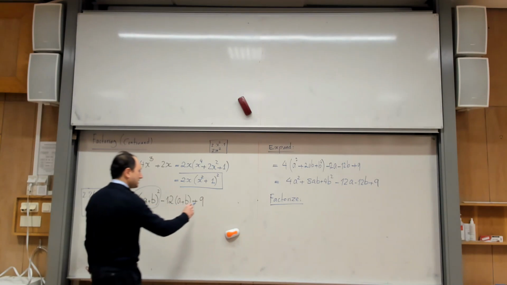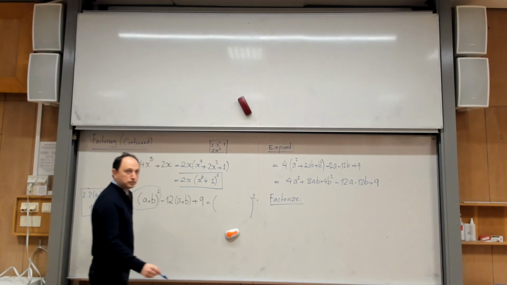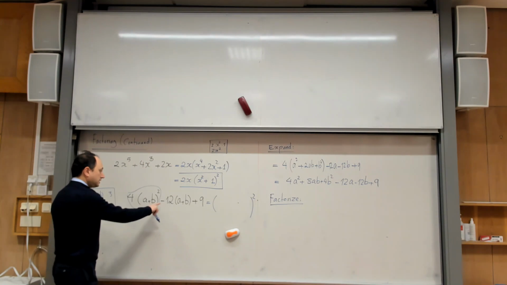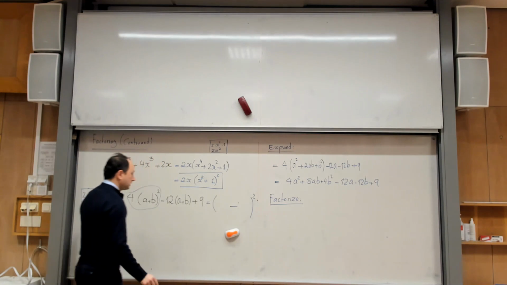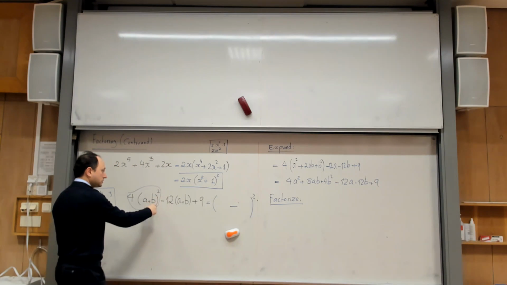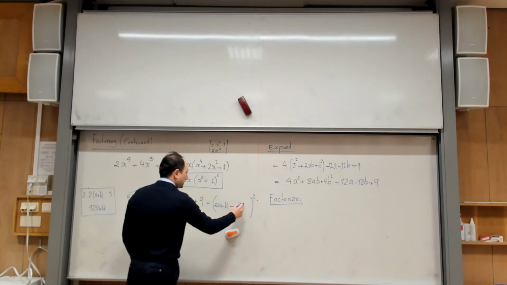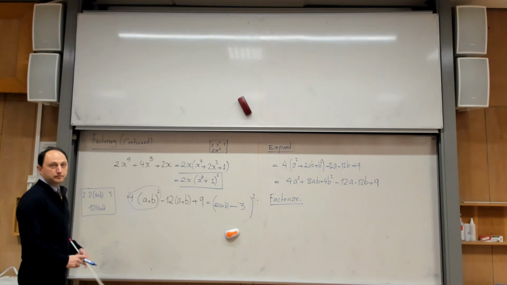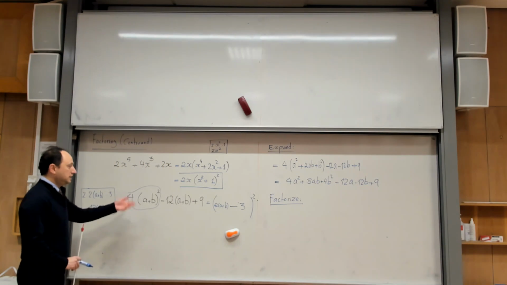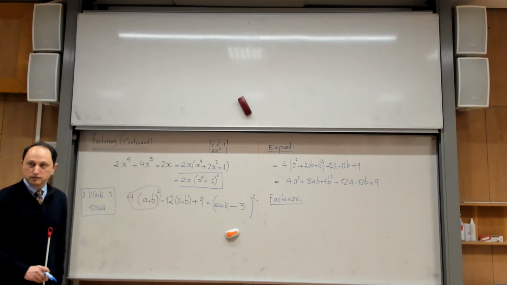It means that I can write it as a power of 2. But the middle sign is negative, so I have to put negative here. The square root of this is 2a plus b. Square root of this is 3. So this expression is equal to this. So these are higher level questions, but it is not that hard that you don't understand. Is that understandable for everyone?